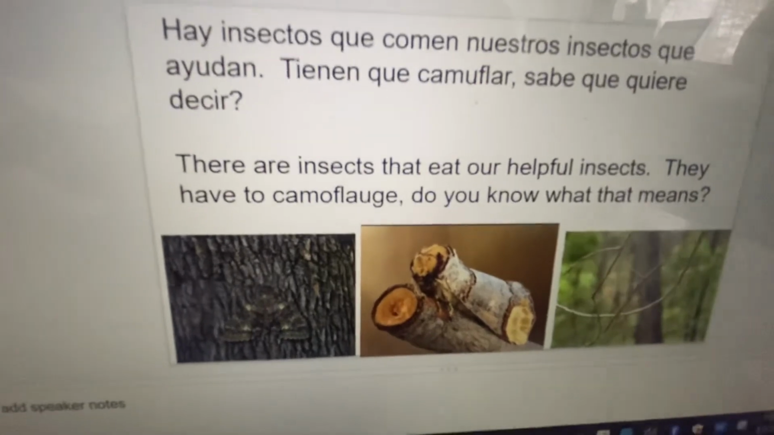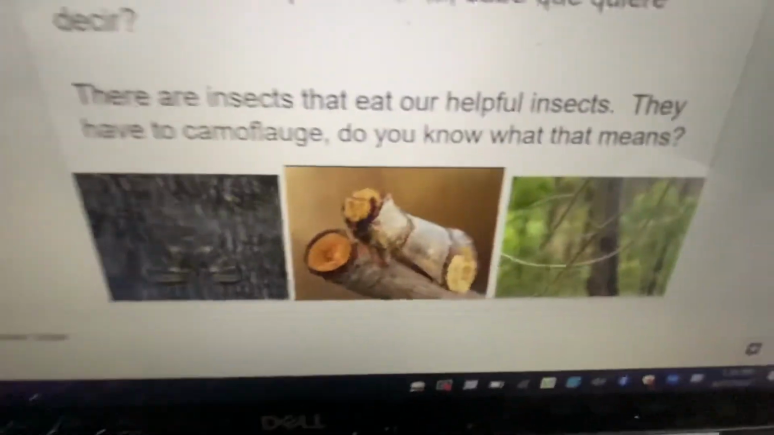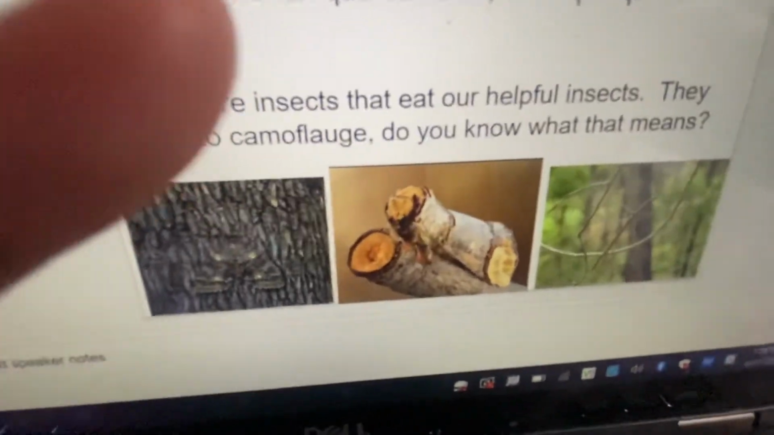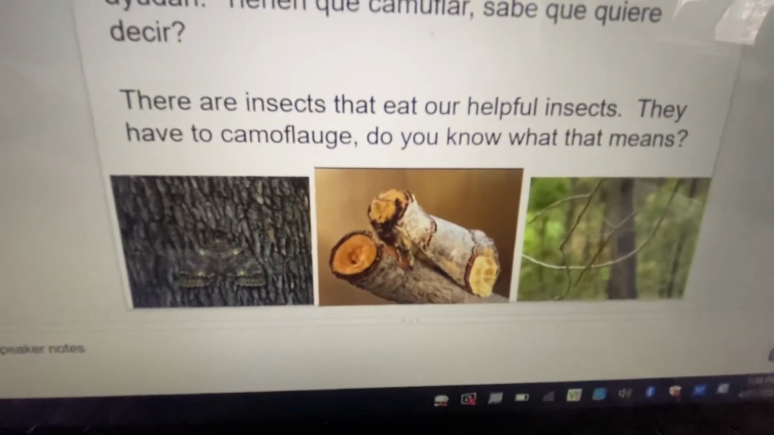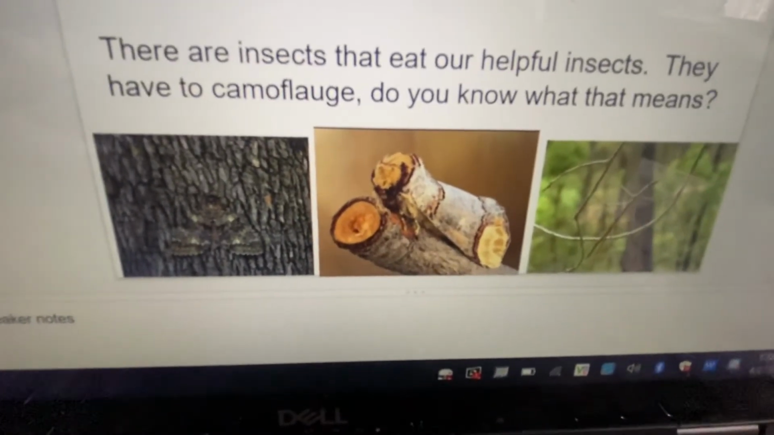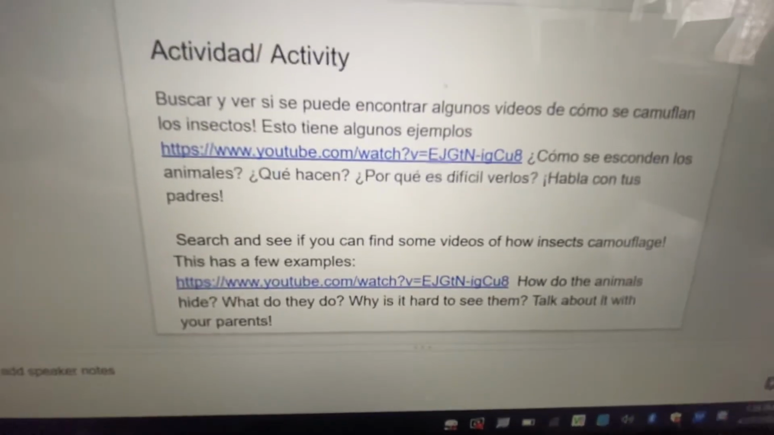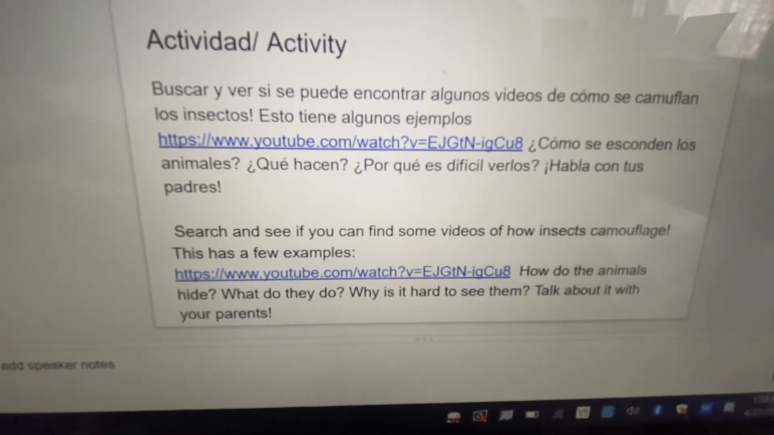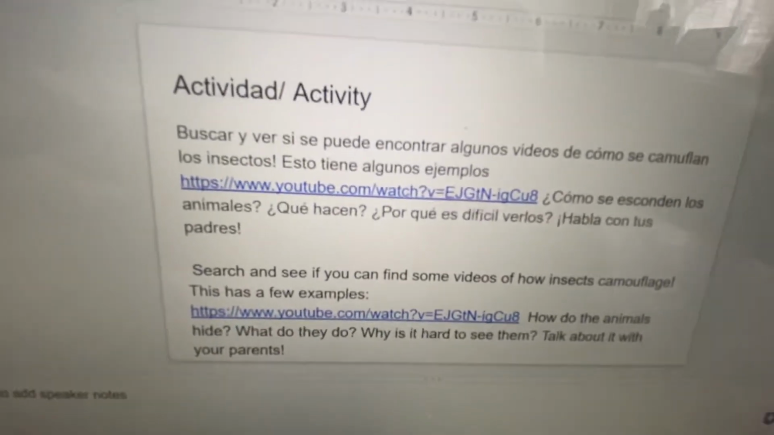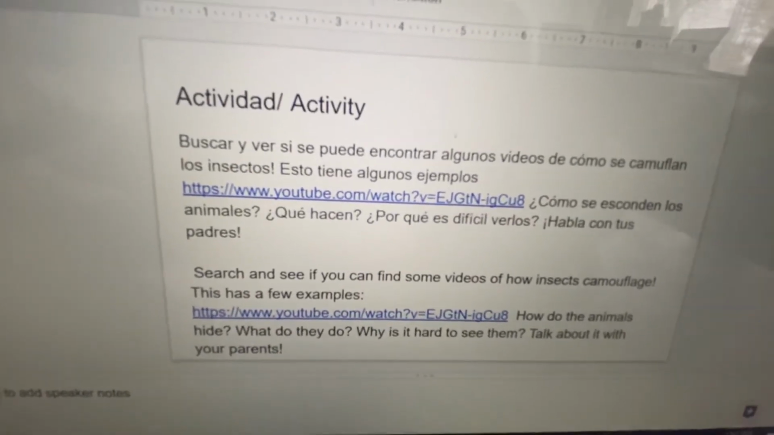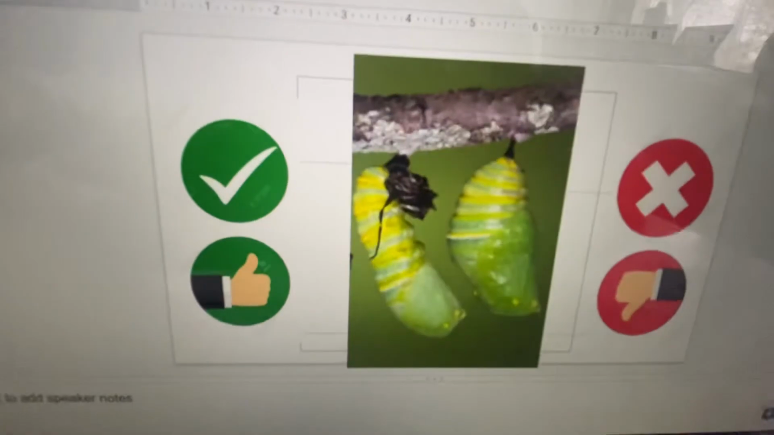So then we talked about how animals like to eat these helpful insects, so they have to camouflage. We talked about what camouflage means. It means how animals hide. And we read a book about how animals camouflage, how they hide. And you were going to find some examples of how insects camouflage. And there was a video there if you wanted to.